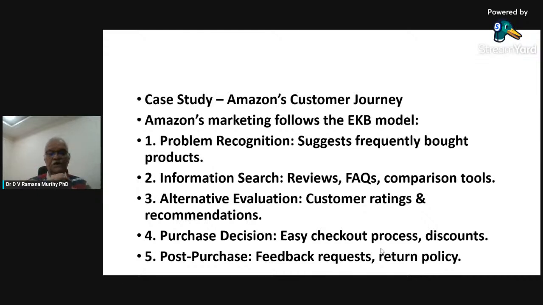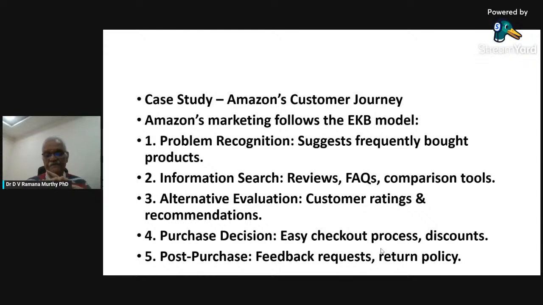Then, of course, third one is alternate evaluation. Amazon suggests customer ratings and recommendations. They show clearly this product is with this rating, 4 plus rating, 5 plus rating. This is the recommendation. For any product, just open the Amazon app, click smartphones or whatever you want. Then the customer ratings and recommendations are available. This is where you'll be informed very clearly in this evaluation step.